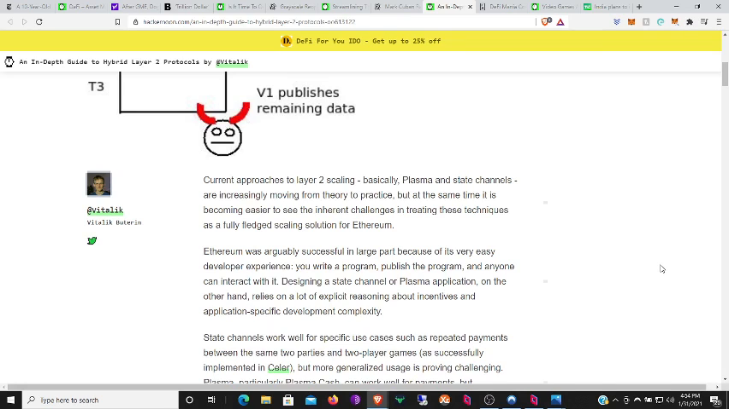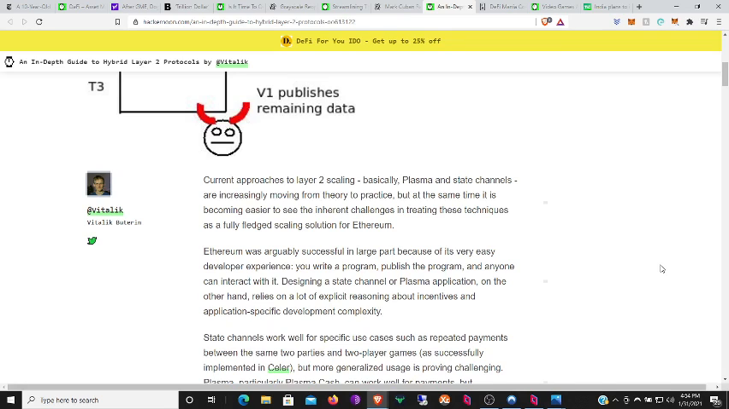Getting into the meat and potatoes, currently approaches to layer 2 scaling, basically Plasma and state channels, are increasingly moving from theory to practice. But at the same time, it is becoming easier to see the inherent challenges in treating these techniques as a fully fledged scaling solution for Ethereum.